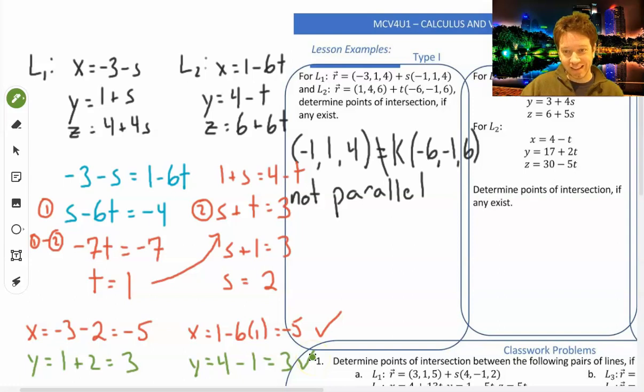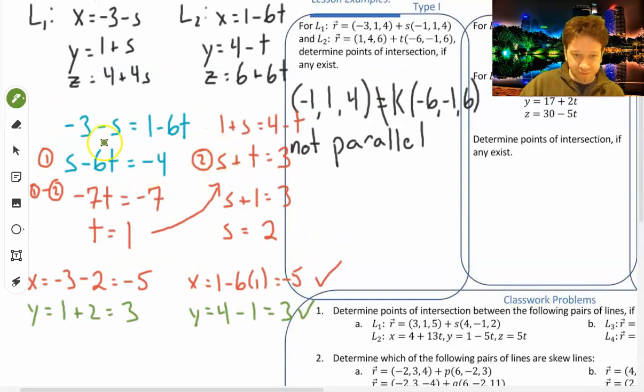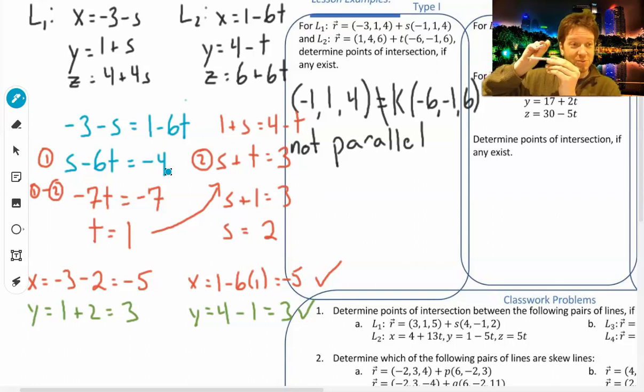Now the interesting thing is when we check for z. So z, we never used z to actually solve for s and t. So this is where we determine whether or not there actually is an intersection or if these lines are skewed. So we have our two lines, right? And we found the points where their x and y coordinates would be the same. So the question is, are they like this or are they like this? Are the z coordinates the same or are they not?